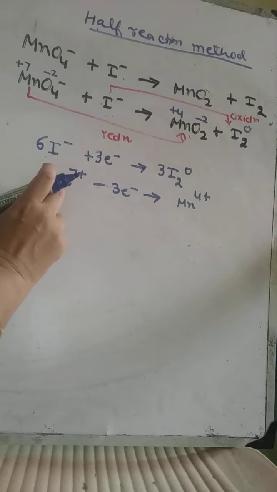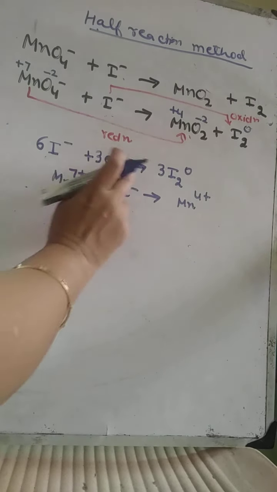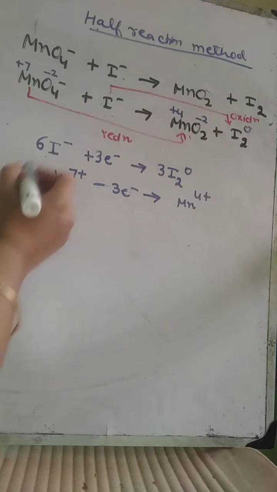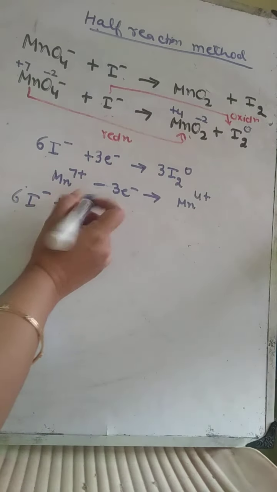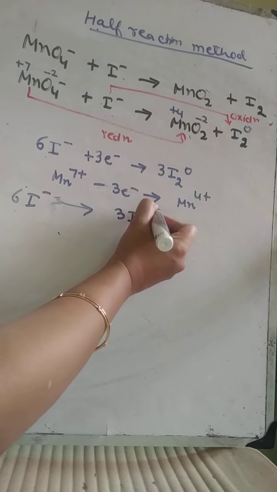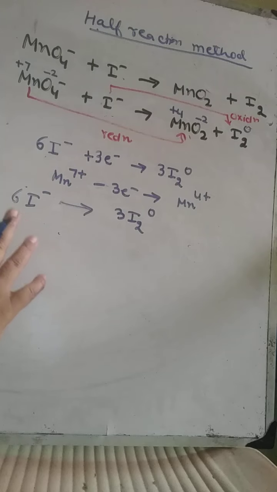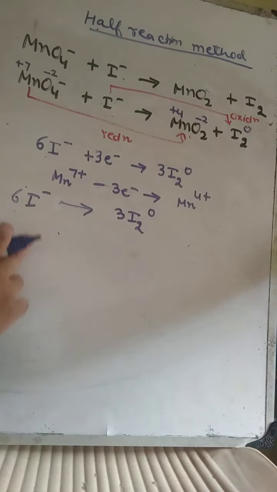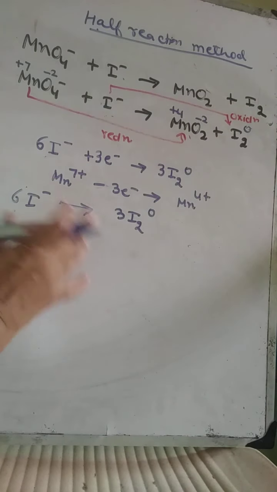So what we will do is, we will not write the full equation like in oxidation number method. We will still keep them separate. So we will write first this equation. 6I negative will give you 3I2, which is neutral. Now they have already told that this reaction is occurring in the basic medium. So you have to balance, you have to add H positive and OH negative in the half reactions itself, not in the full reaction.